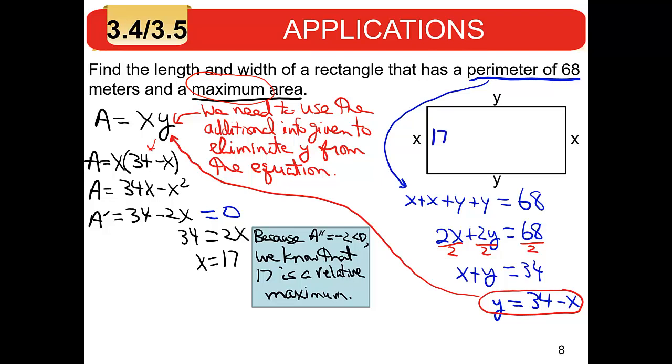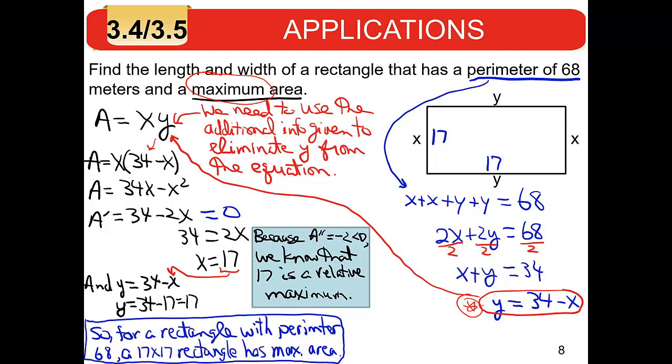But now that I know x is 17, I can continue on with the problem. I found x, I need y. How do I find y if I know x? Y is 34 minus x. So I just take 34 minus x, plug in 17. Well, 34 minus 17 happens to be 17. So if I want to maximize the area of a rectangle with a perimeter of 68, I can just make it 17 by 17, which turns out to be a square, and that will maximize my area. So the length and width of that rectangle would be 17 by 17, which means the rectangle is actually a square.